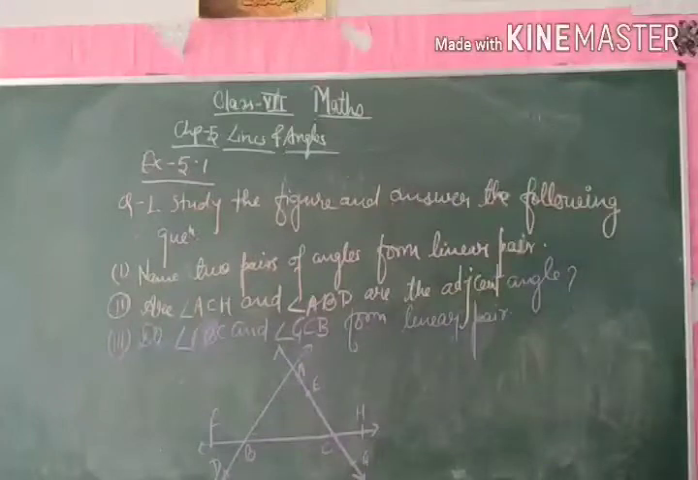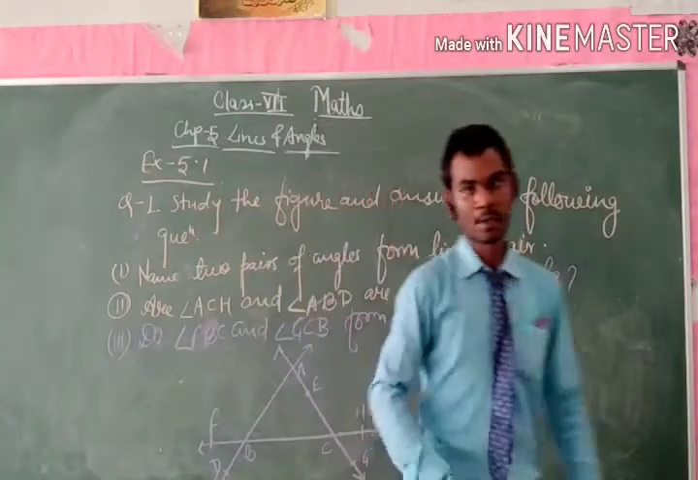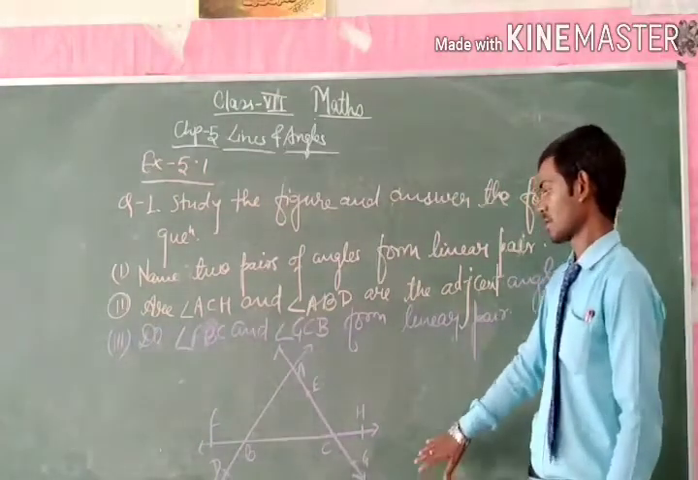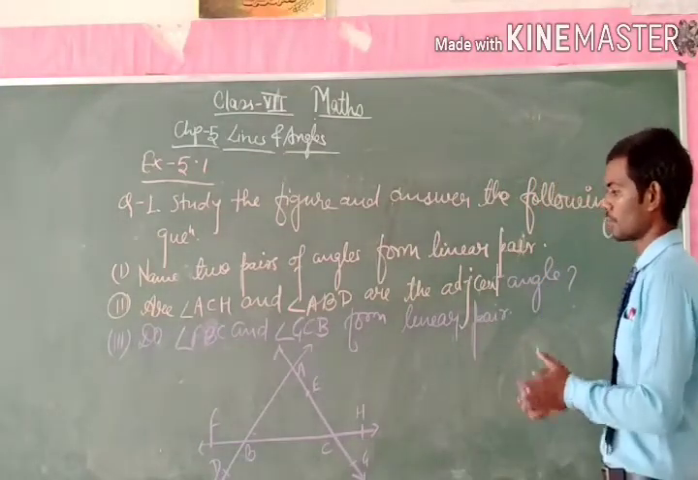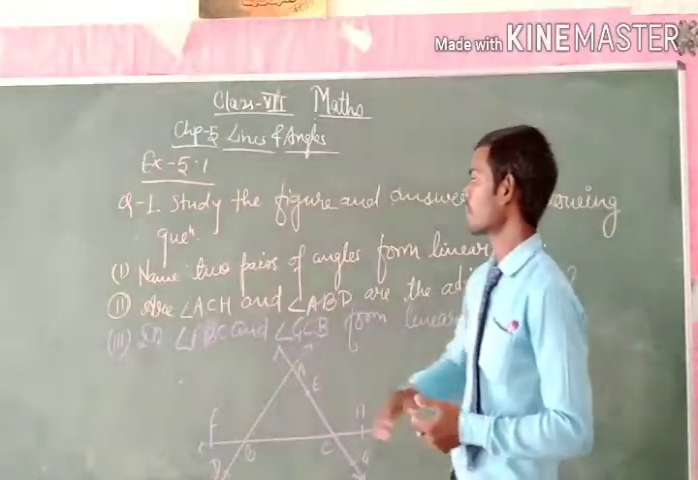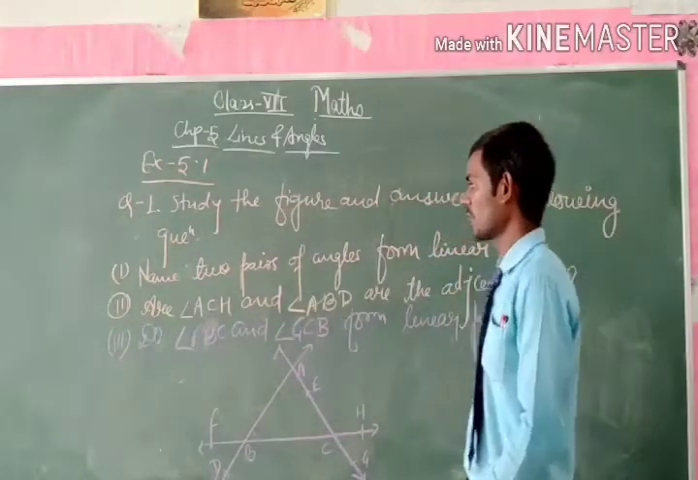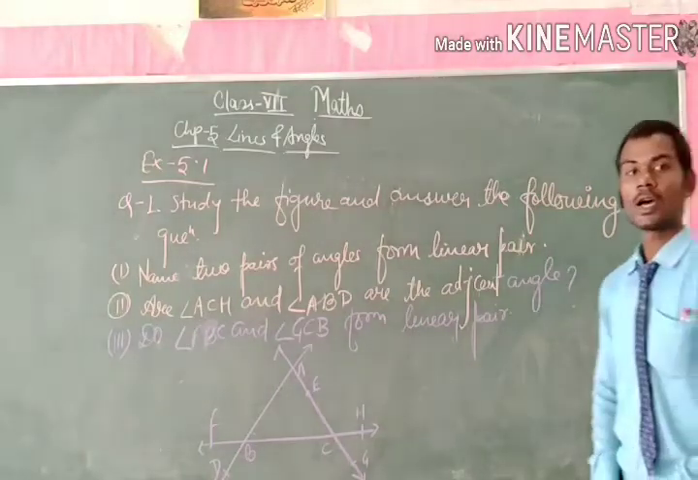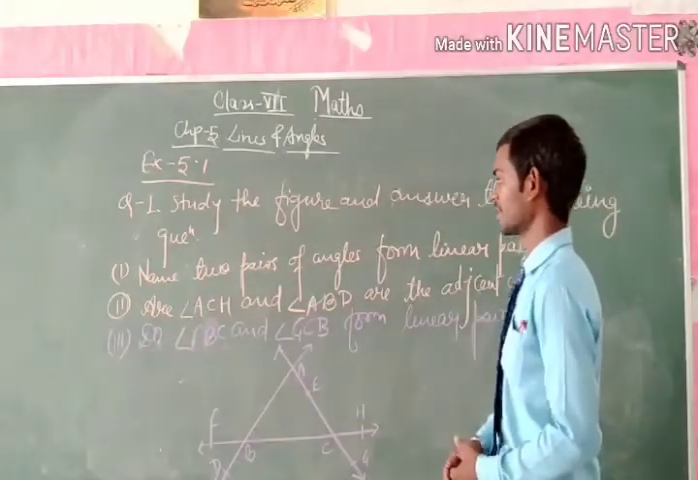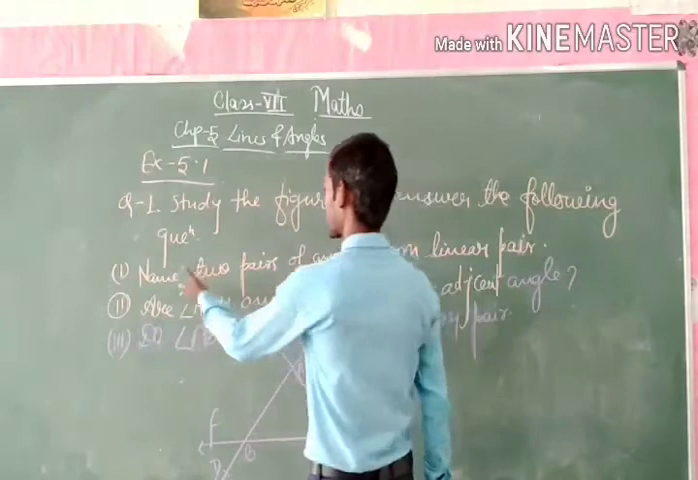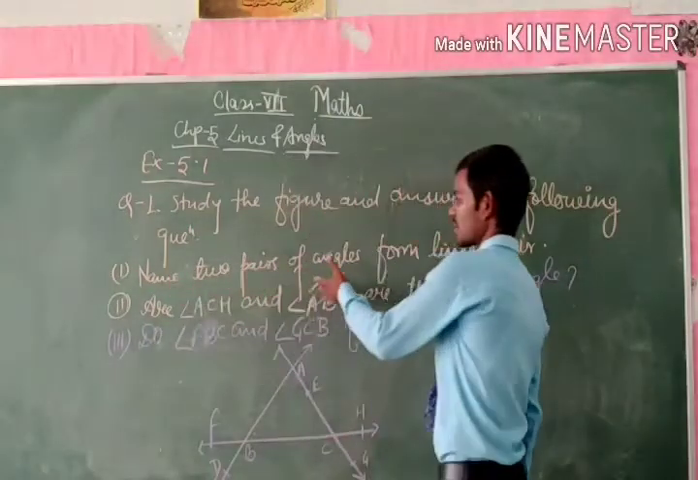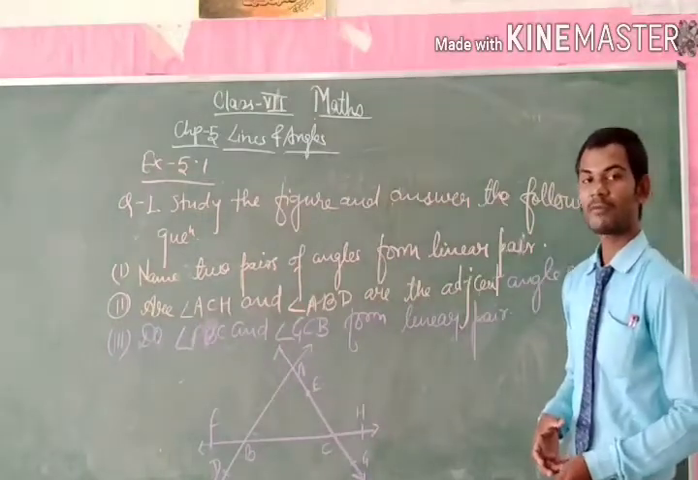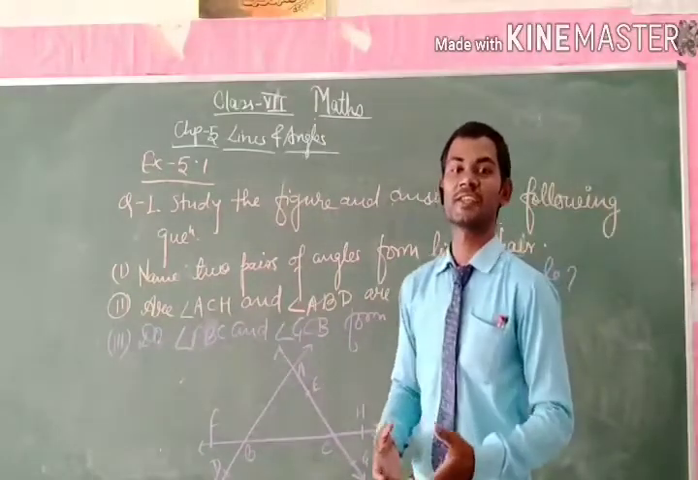I hope the figure is clear to everyone. Now from the figure we shall give the answer of these three conditions. Okay, so now let us see our first condition. What does the first condition say? Name two pairs of angles that form a linear pair. First of all, let us revise the definition of linear pair.